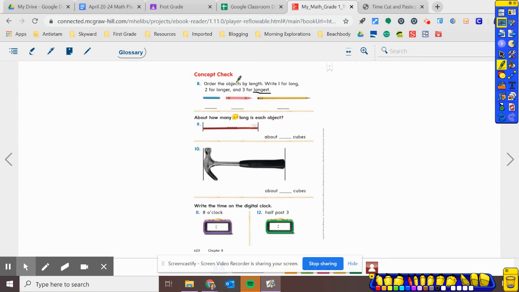All right, let's see how you did. So the shortest object is this blue one right here. Then the next longest is the red crayon, so I'm going to put a 2. And the longest is the pencil, so I put my 3.